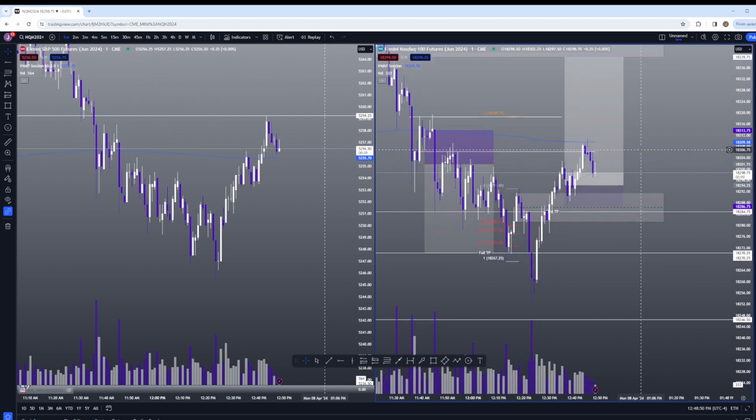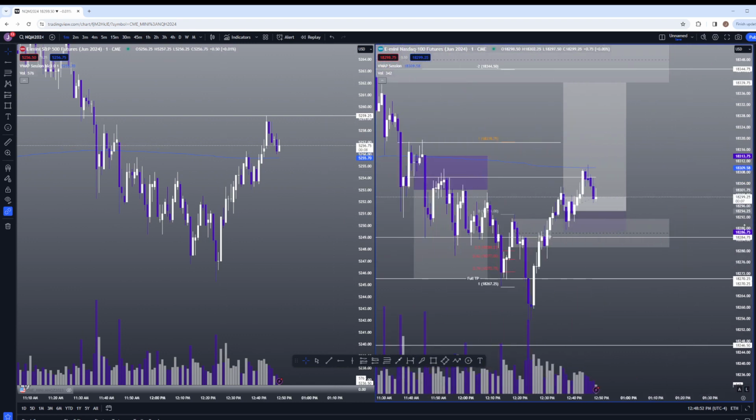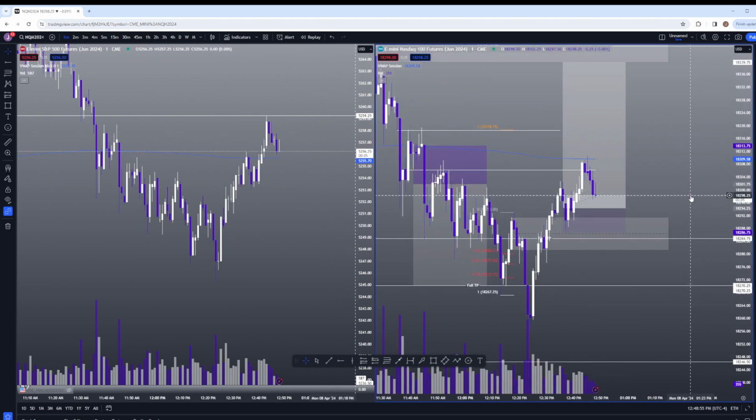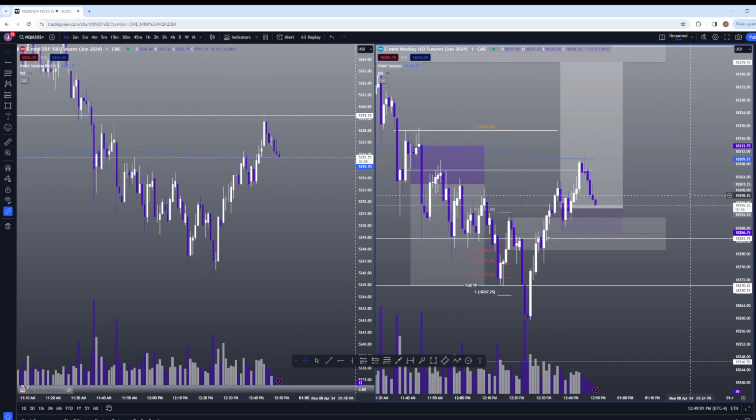Again, my break even's pretty high, so I could get stopped out here at break even pretty soon, like right now. Ooh, that was within 1 tick. Okay, so I'm out now.